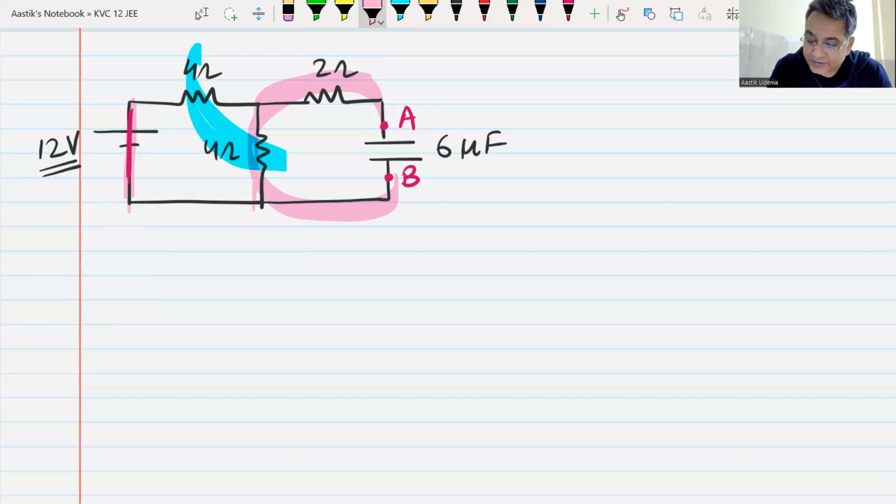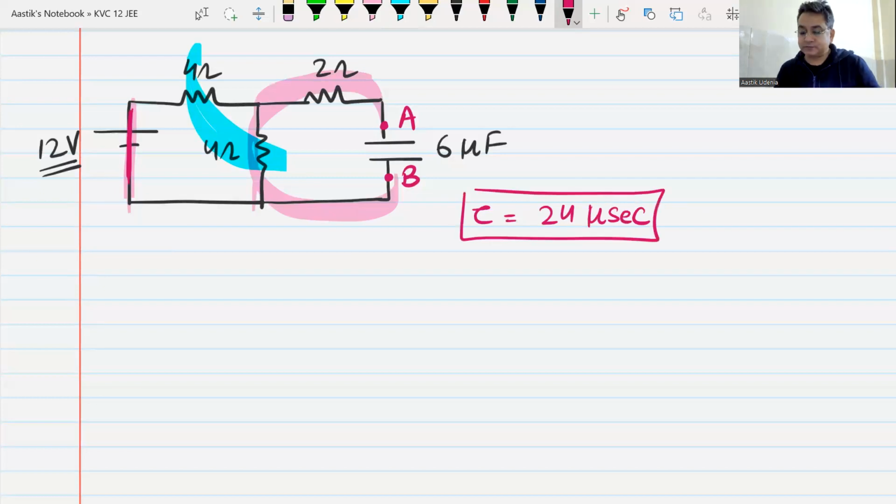So my dear friends, your tau becomes 24 microseconds. Do we understand this? Yes, sir. That is how you can find out the time constant of any given circuit. Everyone has understood this? Yes, sir.